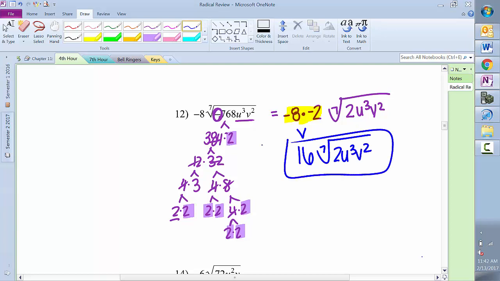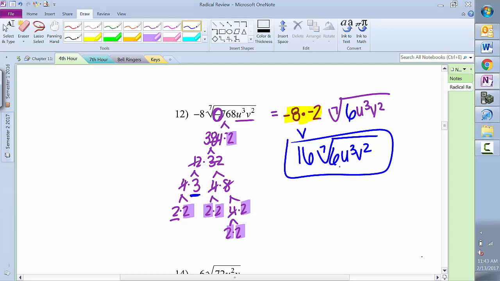And you're done. Where we at? Did we leave this guy too? Look at, did we ever circle this guy? No. Oh, we forgot about him. So what goes inside instead of 2? 6. 6, because 2 times 3 is 6.